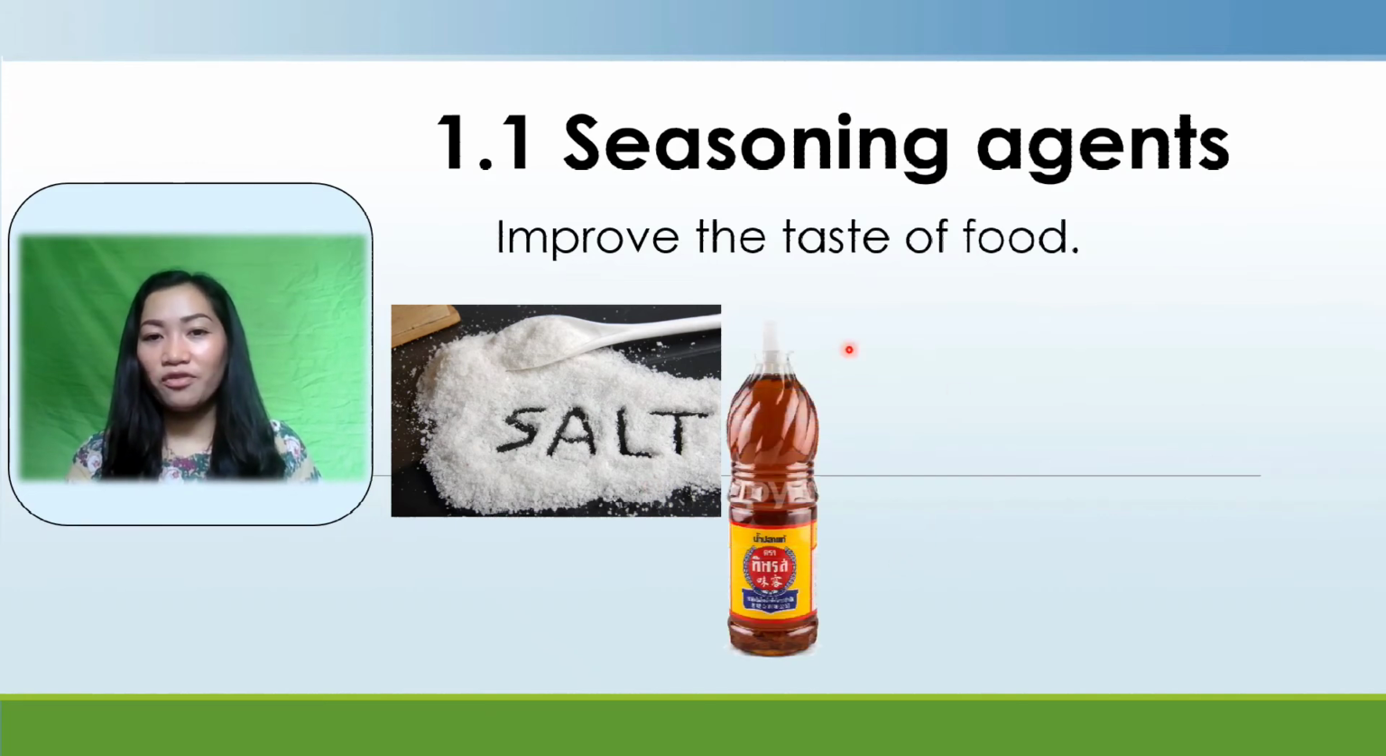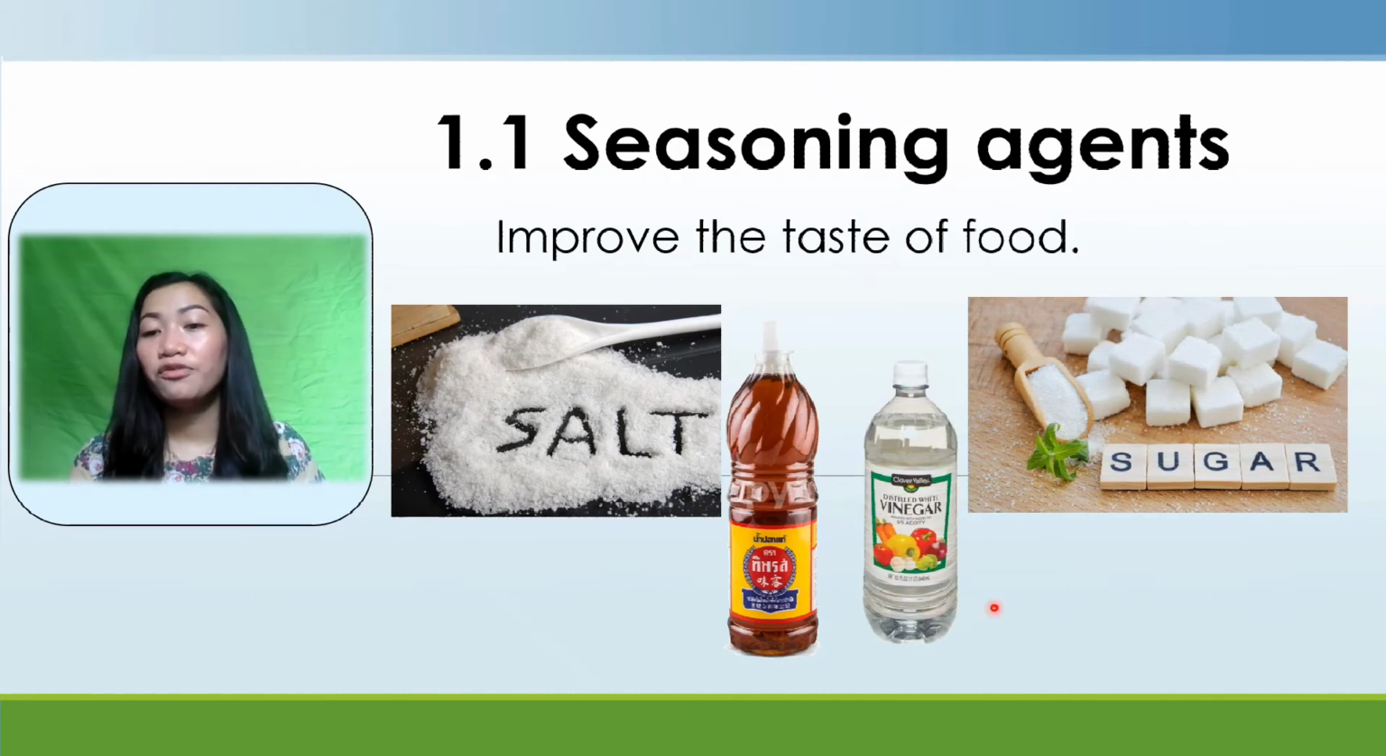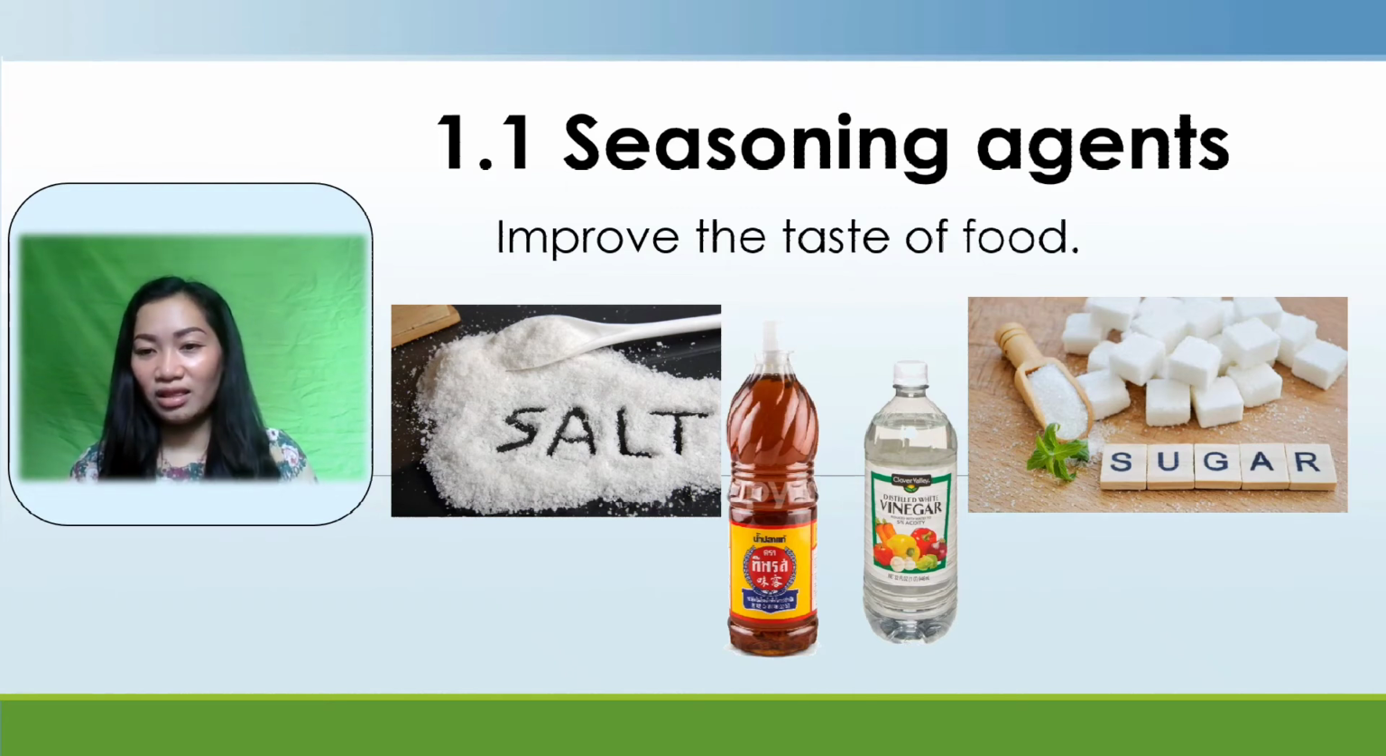We have also the fish sauce, the sugar, and the vinegar. These are some examples of seasoning agents. Again, seasoning agents are used to improve the taste of the food.